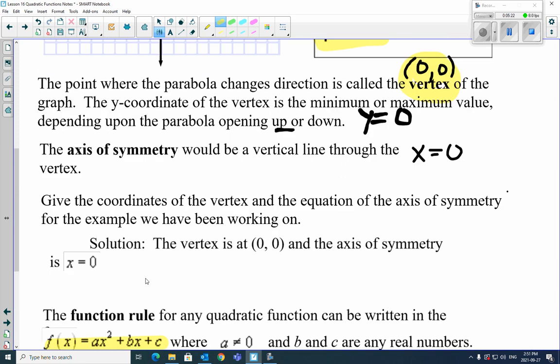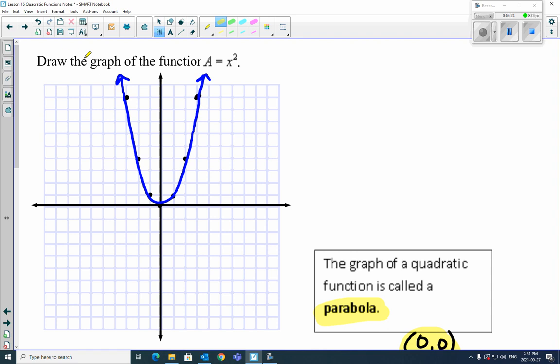But this is just your basic introduction of what a parabola is, what a quadratic is. And that's the basic function. Get used to graphing this: 0, 0, 1, 1, 2, 4, 3, 9, and then a reflection over this axis. Get used to graphing that. We are going to do tons of that.